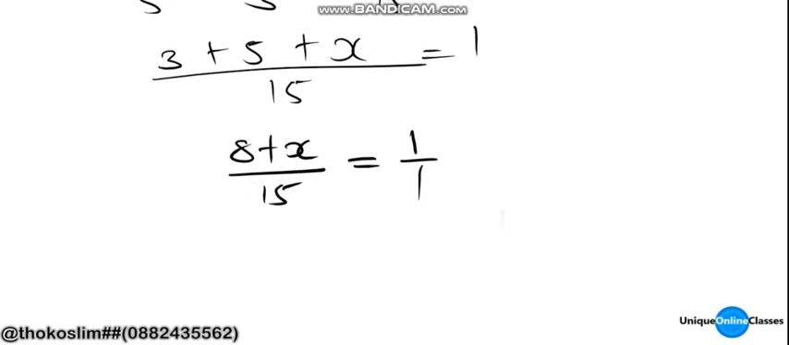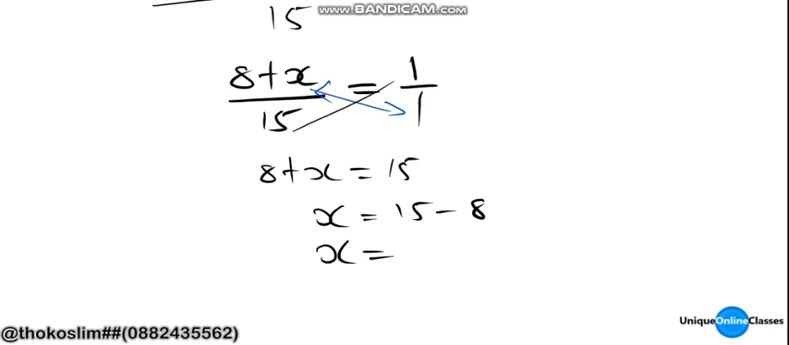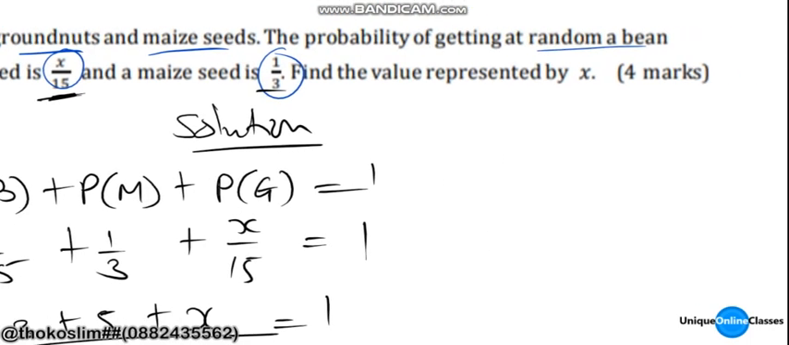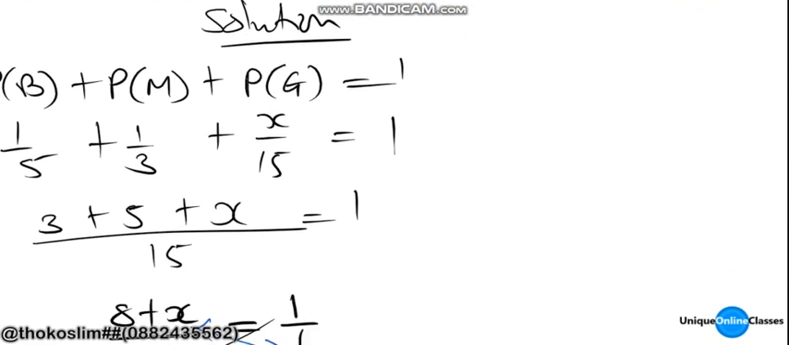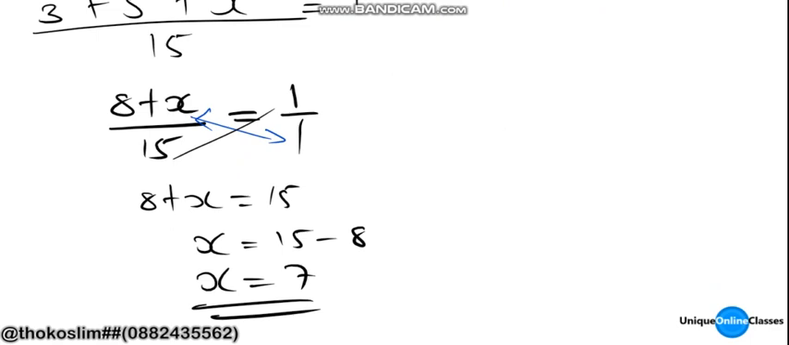Then cross multiplication. If we multiply these, that's 8 plus x, and if we multiply 15 and 1, that's 15. So the value of x equals 15 minus 8, so x is equal to 7. So that's the answer, for total marks 15. That's it. Let's now move on to another question.